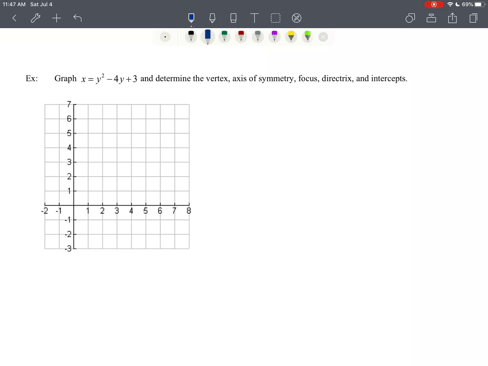Let's graph a parabola that opens horizontally. So we have the graph of x equals y squared minus 4y plus 3, and we want to determine all the same things: the vertex, the axis of symmetry, the focus, the directrix, and any intercepts. So we're going to start, of course, with vertex form.